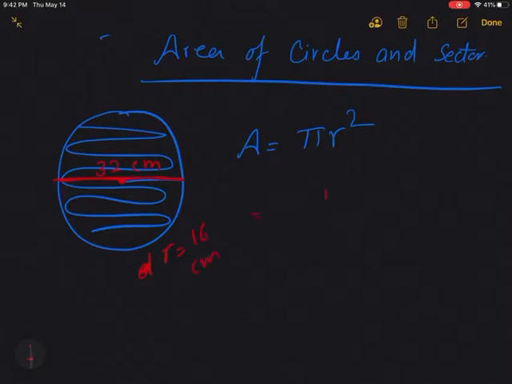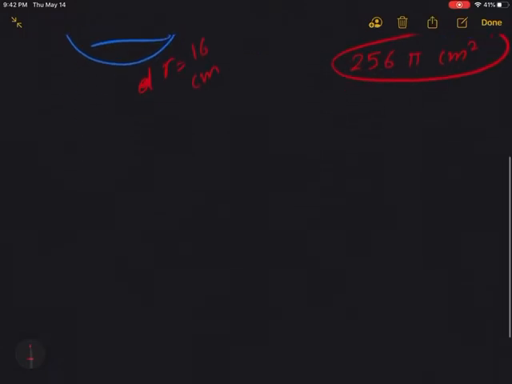Plug it in. So it would be pi times 16 squared. And you can leave it in pi if you want, or 16 squared is 256, if I'm not wrong, and times pi. And then it's centimeters squared. Here you go. So that's how we find area. That's my first example. Now let's move on to the next one. That was finding area of circles.